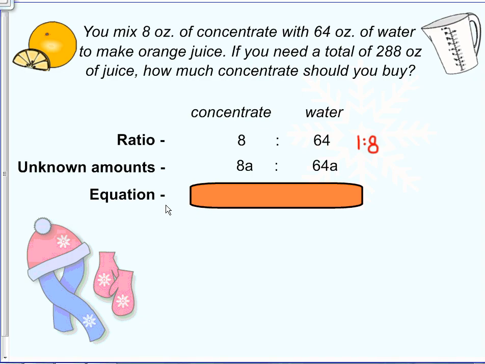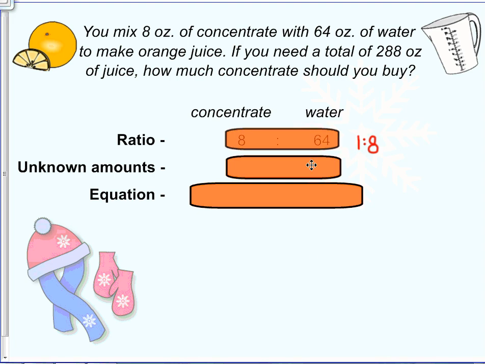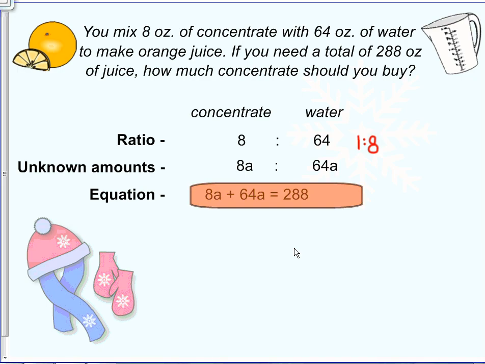Okay, from here we are actually taking the problem solving strategy of writing an equation. Okay, first we have kind of made an organized list. Now we're writing an equation, and this equation is going to tell us how to solve this. So in order for me to have 288 ounces of juice, we need to have some unknown amount of concentrate plus some unknown amount of water, excuse me. In this case, we can then add them together to get that 288 amount.